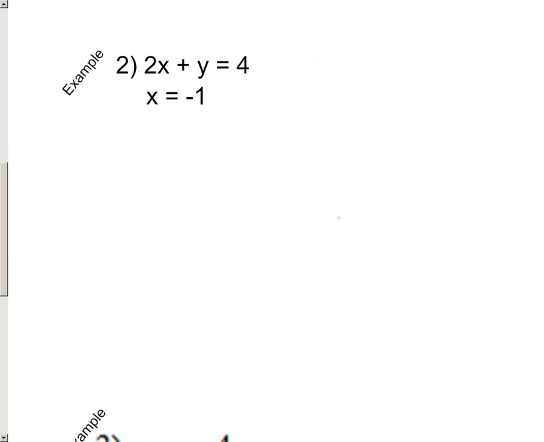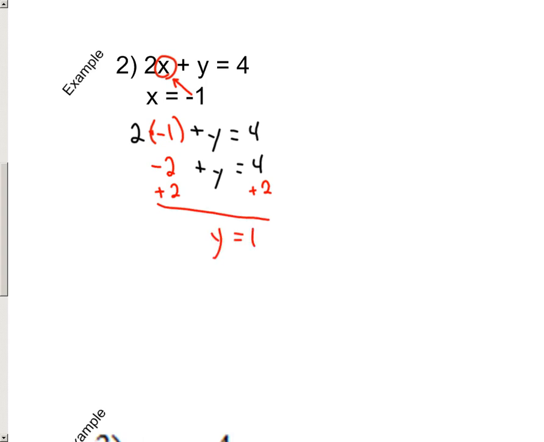Example 2 is very similar, but instead of them giving us y, they give us an x. So any place that I see an x value, I'm going to plug in a -1. So let's see, 2 times -1 plus y equals 4. 2 times -1 is -2. And now I can just add 2 to both sides, and I have my y value. So there we go. Here's our solution. We're going to write it as an ordered pair. My x was given to us, that's a -1, and y is +6. This ordered pair makes both of the equations true.